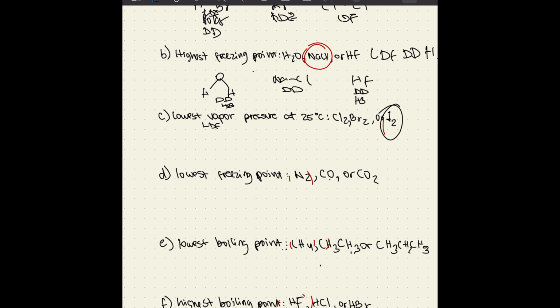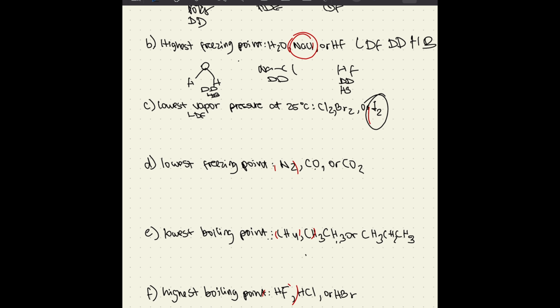Oh, also I forgot to explain that lowest vapor pressure is not directly related to intermolecular forces. It's actually inversely related, meaning that the higher the intermolecular forces, the lower the vapor pressure. So that's why it's this one. Sorry, I forgot to mention that, but that is really essential to know.